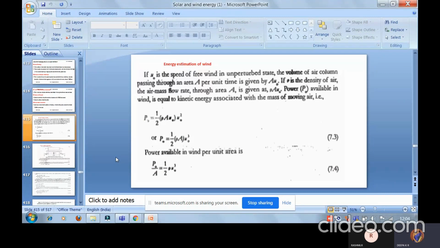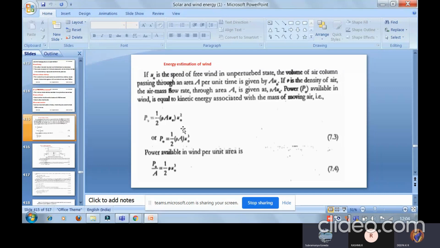So in the last class, we discussed the power parameter, that P is equal to A V cube. Means based on the velocity, your power is going to change. So here also we are going to specify in terms of density, the velocity, how much area will be considered, and the kinetic energy we are considering to find out the total power available in wind per unit area. Hope you can see the formula here.